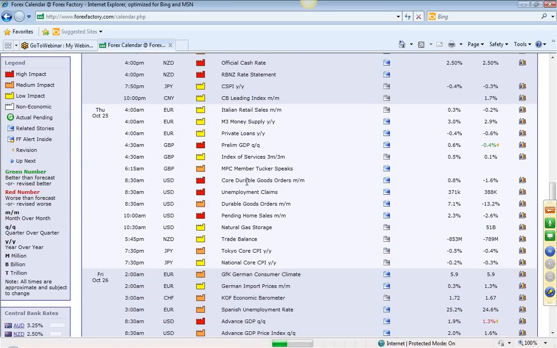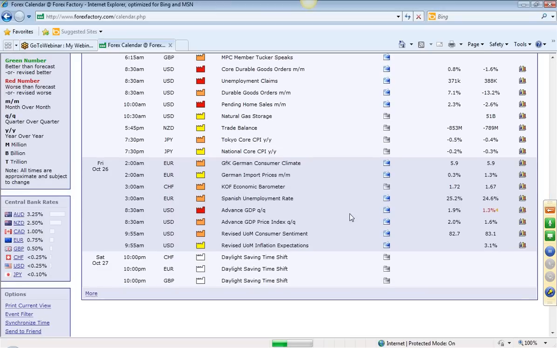Thursday, durable goods, which is a big, big number in the U.S. We have claims, which we're focusing on because of the jobless data and unemployment rates. So that's another big day of data. And then Friday, it slows down a little bit. We do have advanced GDP, but overall a little bit slower as far as the speakers go.